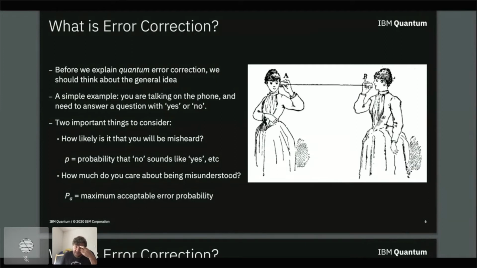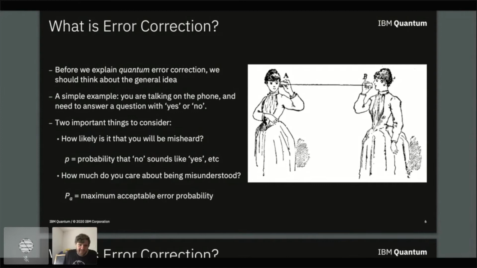So say you're talking on the phone, someone asks you a question, you need to answer that question with a bit of information. You need to answer that question in binary. So you could say 0 or 1 if you were a computer, but usually when humans talk in binary, they say yes or no. So you need to answer a question with yes or no. Maybe you're being asked, do you want pineapple on your pizza? Yes or no?